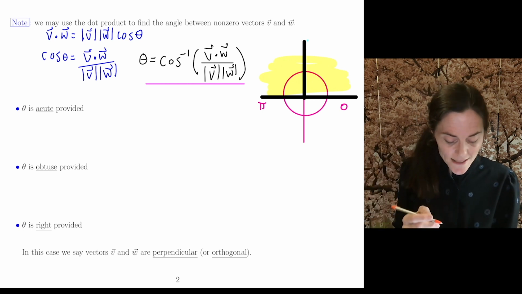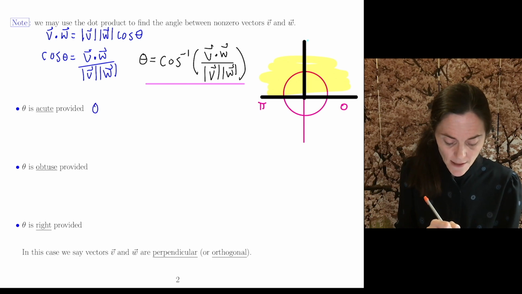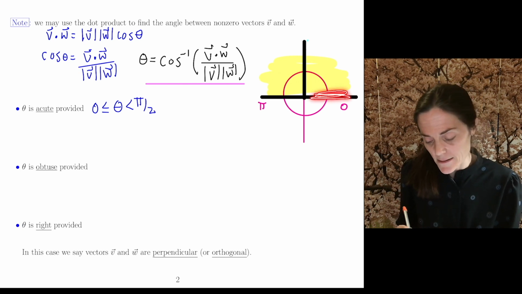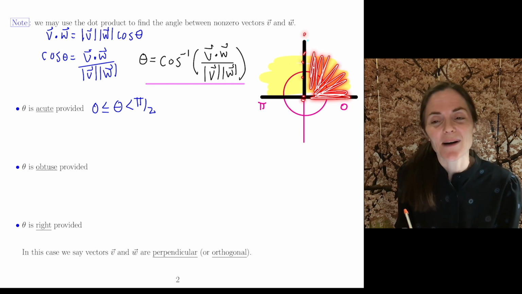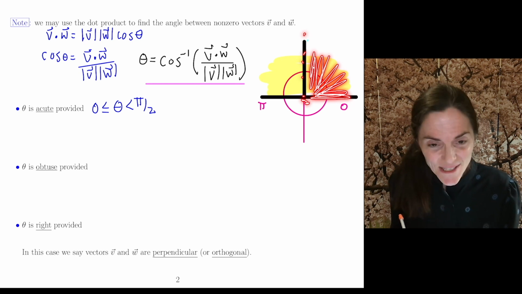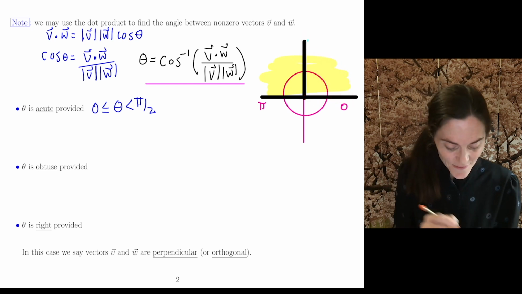Now, first of all, what is an acute angle? Theta is acute means that 0 is less than or equal to theta, which is strictly less than pi over 2. It means theta sits in here, but not including pi over 2, okay? Now, what do you notice if we think about cosine? This is precisely when the cosine is positive.